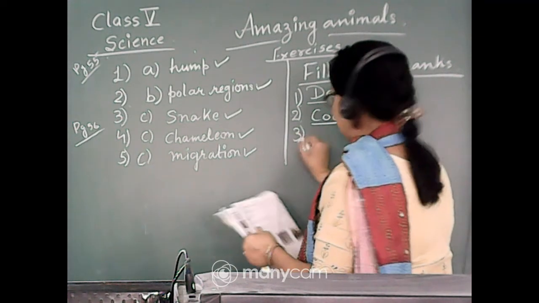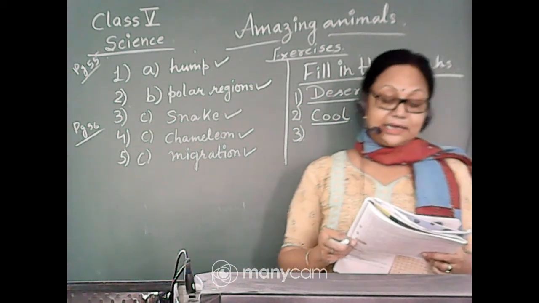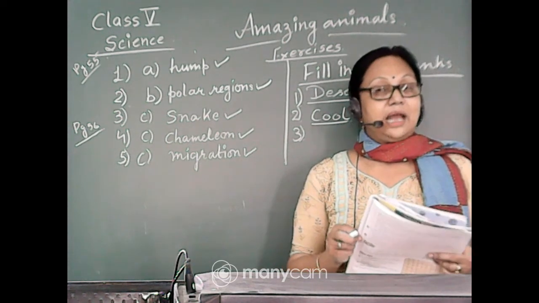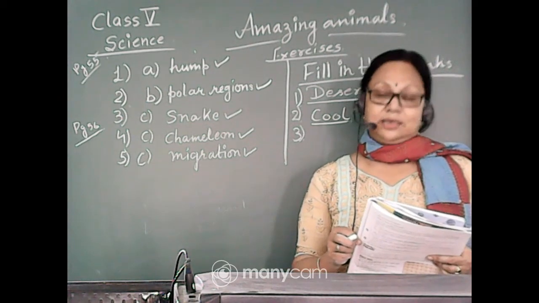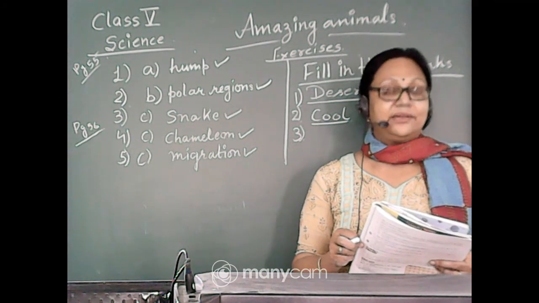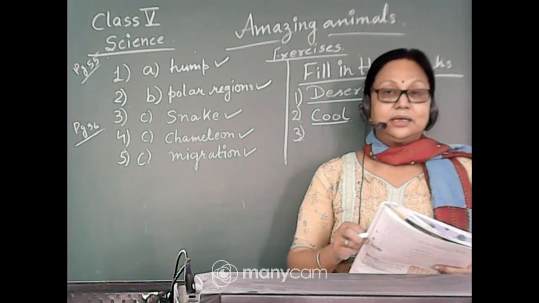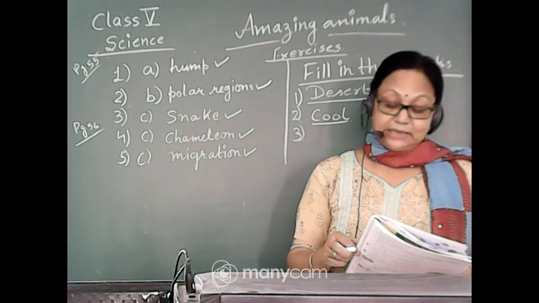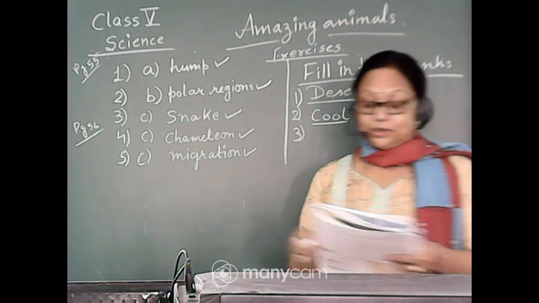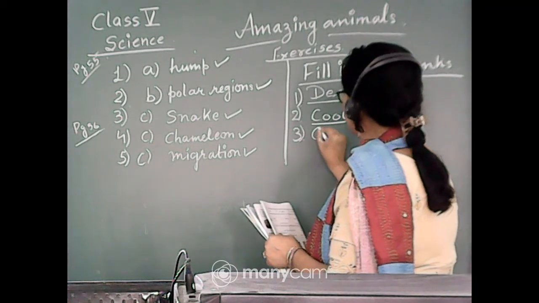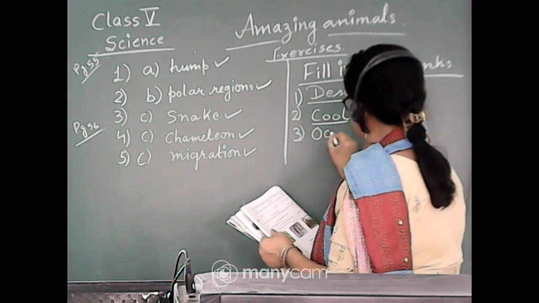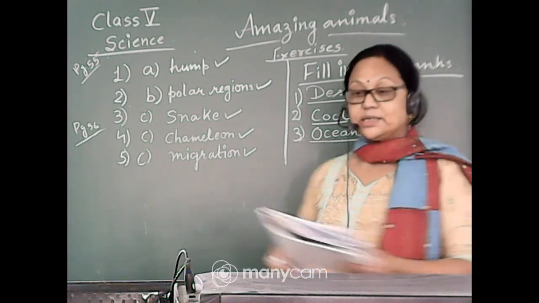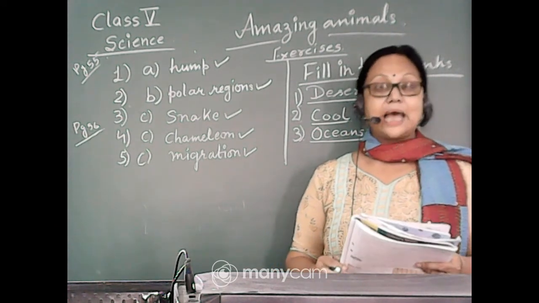Now the third fill in the gap. Dash are the largest habitat on the earth: oceans or rivers. We know oceans have the largest area, more than the land area on our earth. So oceans are the places where a large number of animals can survive. So that is the answer. Oceans are the largest habitat on the earth. Write down, the third one is oceans.